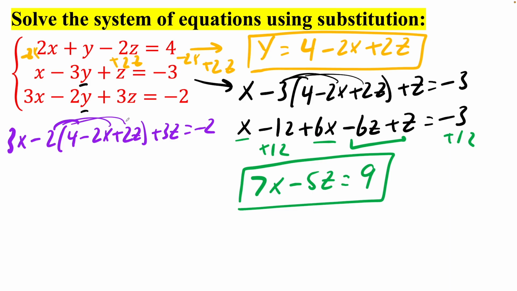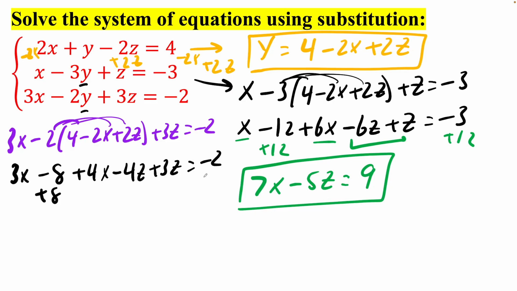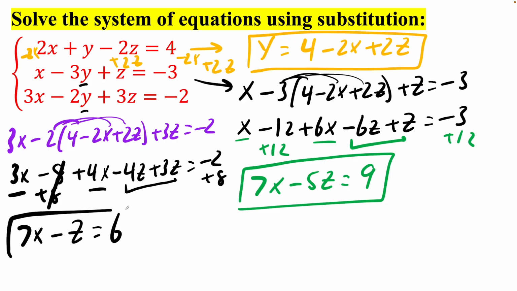Distribute, distribute, distribute. So we have 3x minus 8. A negative times a negative is a positive, so 4x. A negative times a positive is a negative, so negative 4z plus 3z is equal to negative 2. We'll go ahead and add 8, and let's combine 3x, 4x is 7x. Negative 4z plus 3z is a negative z is equal to 8 minus 2 is 6. Let's go ahead and box in this.